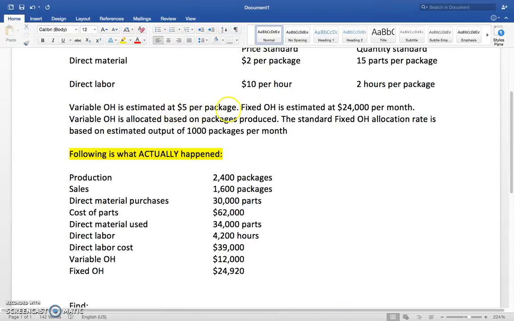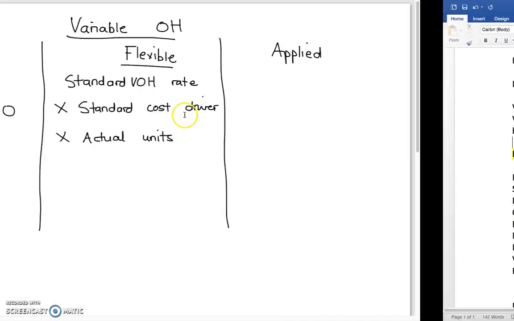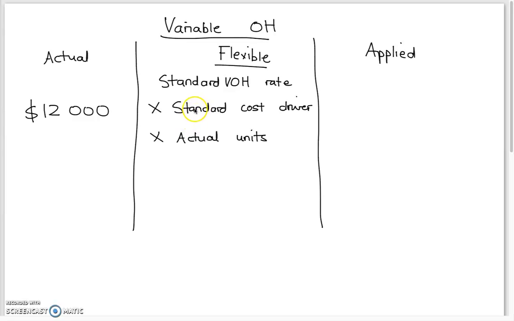It's already given to you. You may be asked to calculate it, but again, it's really simple. If you want to know more about how to calculate a predetermined overhead rate, you can refer back to my chapter 5 video where I discuss this in more detail. So your standard variable overhead rate multiplied by your standard cost driver. What is a cost driver?